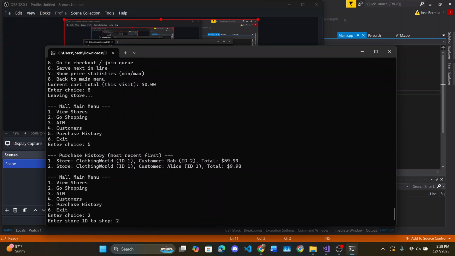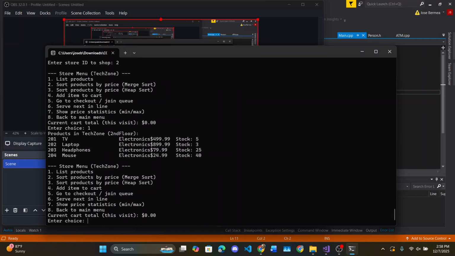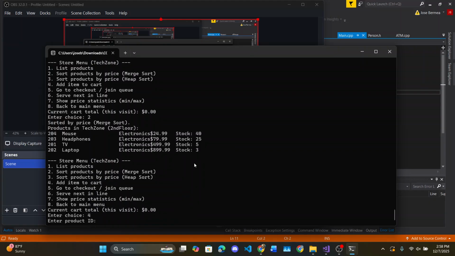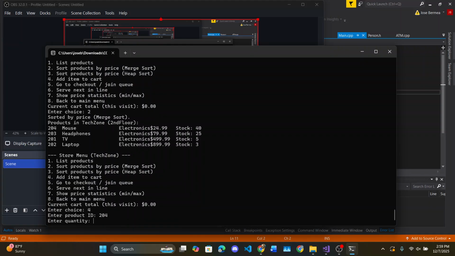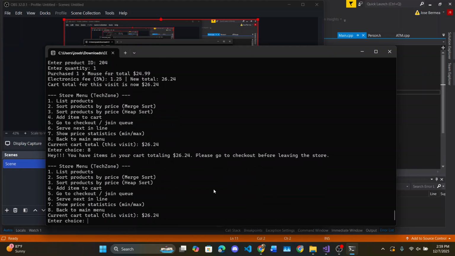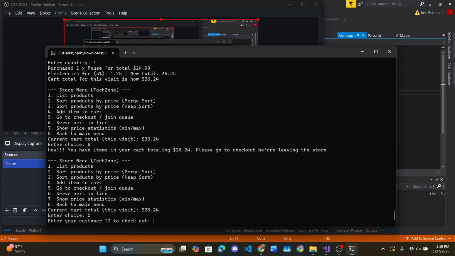Let's go back to shopping, but this time, let's go to the tech store. We'll see all the stuff here, the stock and everything. And we can sort them as well. Now let's get a product. Let's get a mouse. And we can see that we got an electronics fee. We get this every time we buy something from the electronics store. And obviously, we can't leave until we pay. So let's go to the checkout.